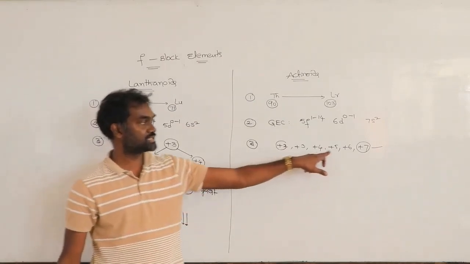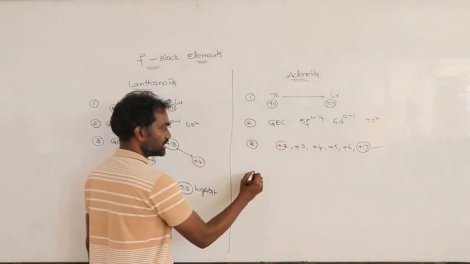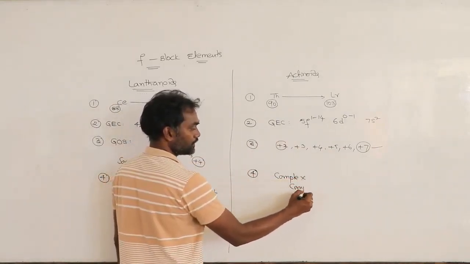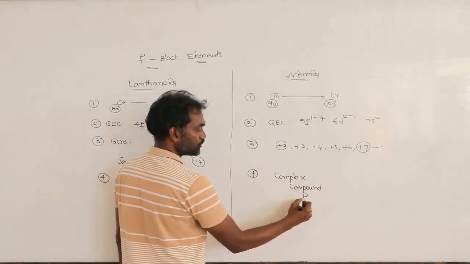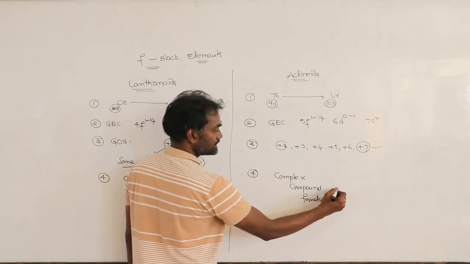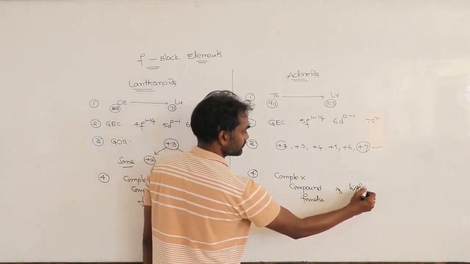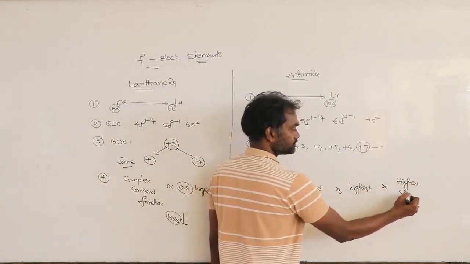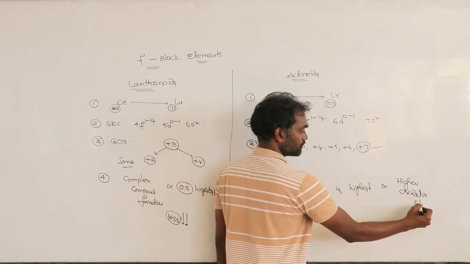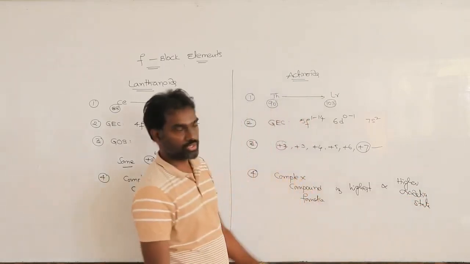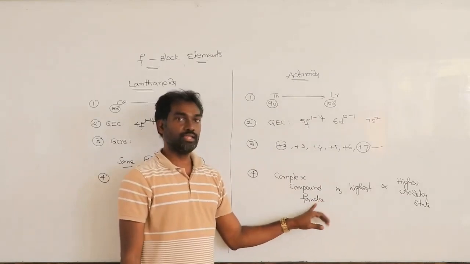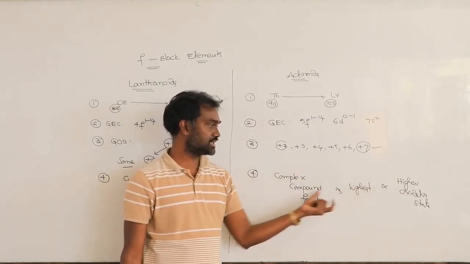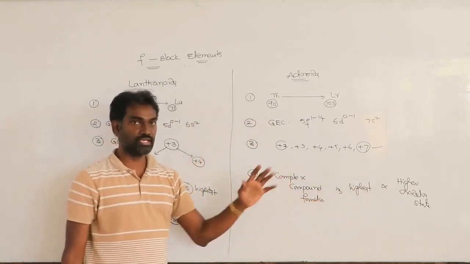Here oxidation states are very high. Oxidation state increases means complex compound formation increases. Complex compound formation is highest because of higher oxidation states. See, D block elements are showing complex compounds. Why? Because they show the highest oxidation states. Here actinides also show the highest oxidation states. That's why complex compound formation is more.